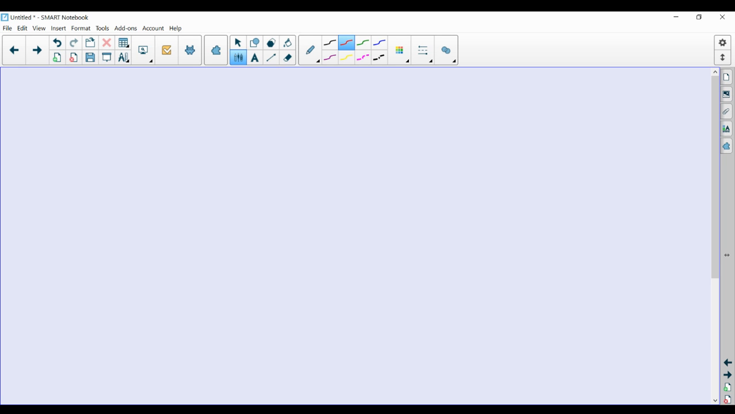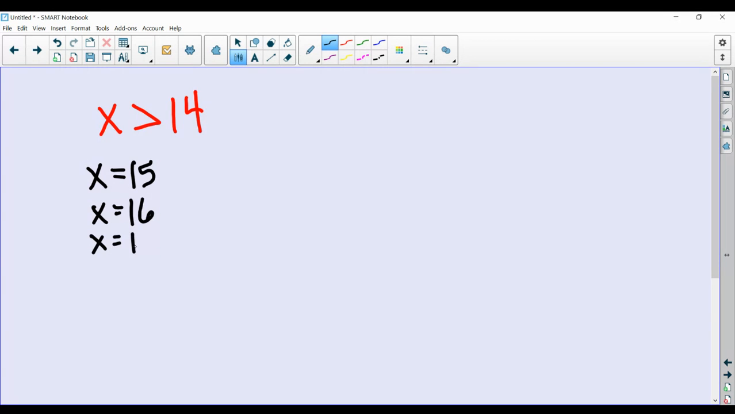A very important distinction with inequalities are the symbols. So, for example, if I start with the inequality x is greater than 14, let me list a couple possibilities of what x could be. So if x is greater than 14, x could be equal to 15, x could be equal to 16, x could be equal to 17, and I could do this forever. X could equal 2,000.